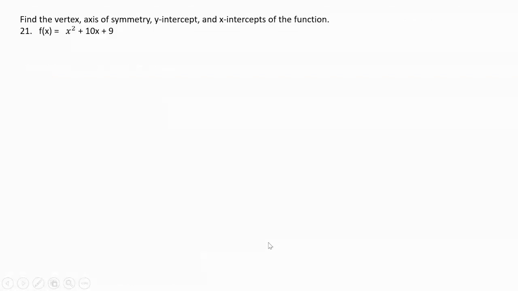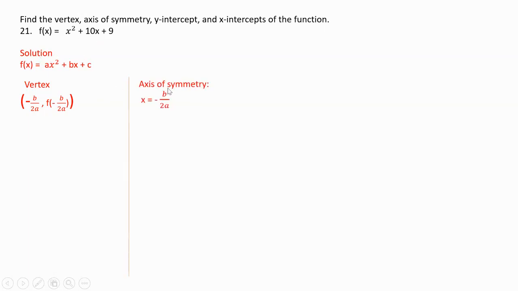Number 21. They're saying to find the vertex, axis of symmetry, y-intercept, and x-intercepts of the function. Like I tell my students, when the equation is in this form, ax squared plus bx plus c, you have to know that there are certain things that are visual. So without doing the work, we should know certain things. Let me show you how to find the vertex, how to find the axis of symmetry, how to find the y-intercept, and the x-intercept.